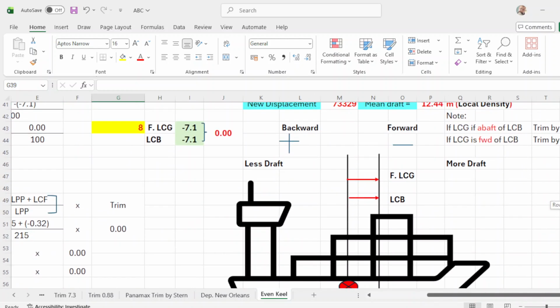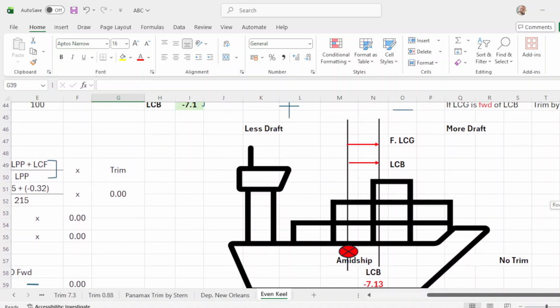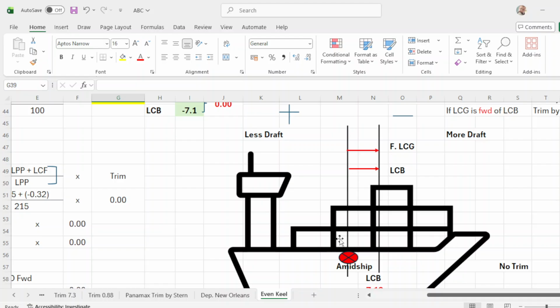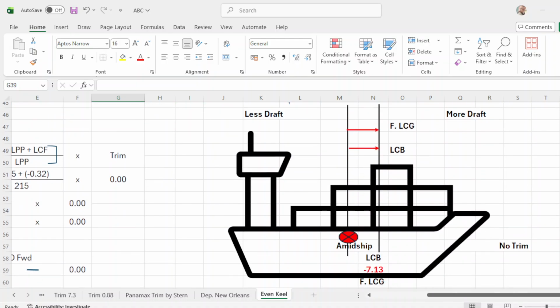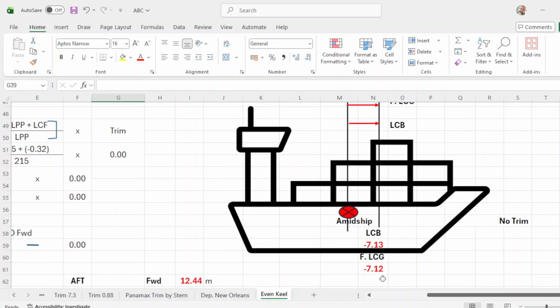Take note, since this is the amidship, guys, amidship, the LCG is measured from amidship going forward of your vessel up to 7.1. So this is 7.1. This will be your LCG, and LCB is from amidship measured forward of 7.1. That's why they are in line in this one. So the LCB and final LCG are the same figure, or almost the same.